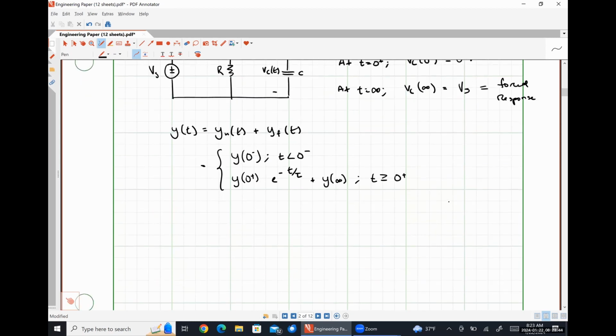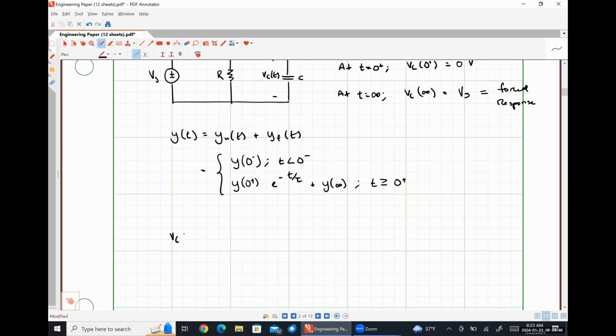So our capacitor voltage as a function of time would look like 0 volts for t less than 0. And then it would look like 0 volts e to the negative t over tau plus Vs for t greater than or equal to 0 plus. What's our problem?